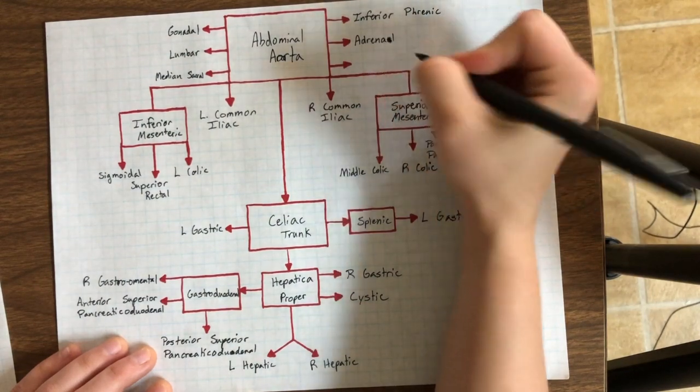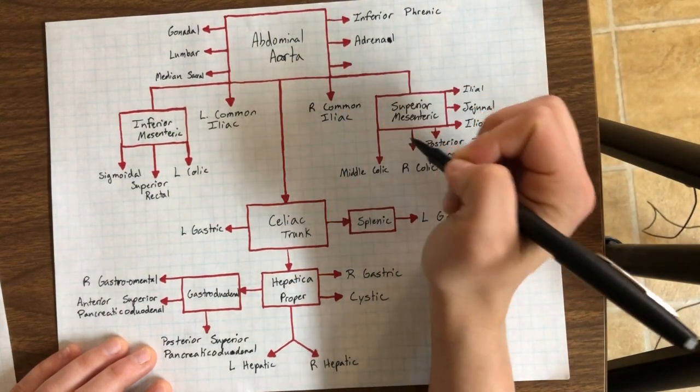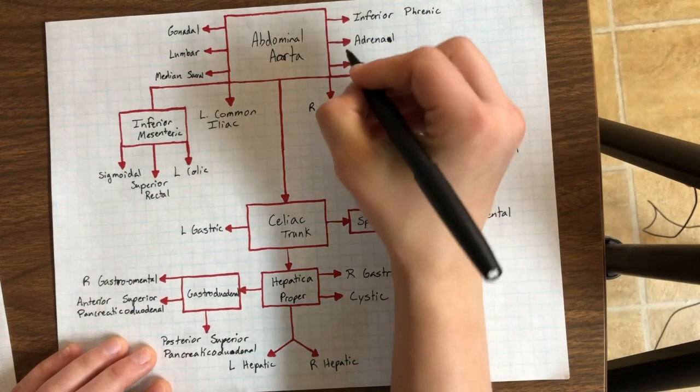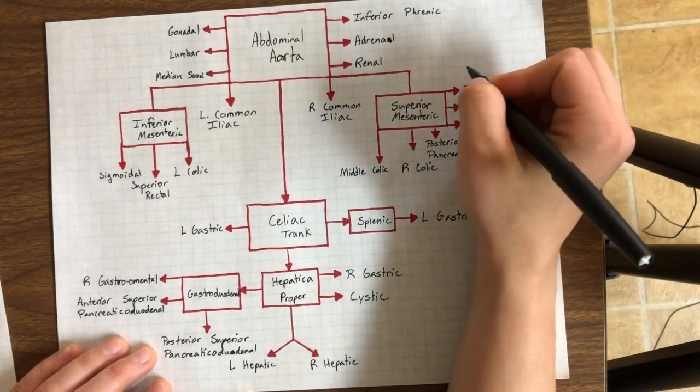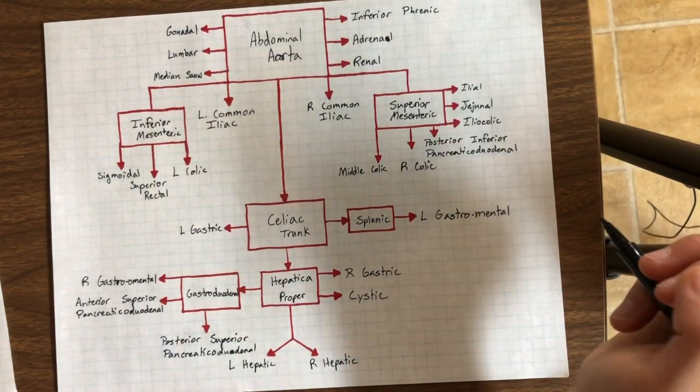I don't know why I put an N there. Adrenal. And then last of all, we're going to have our renal arteries, which are going to supply the kidneys themselves. So that's it for the abdominal aorta.